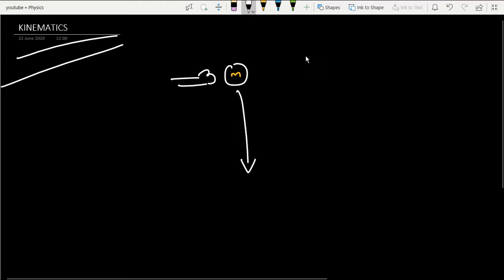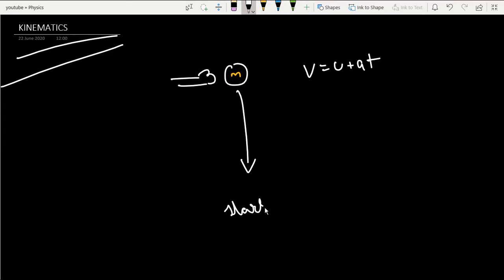So the first, v is equal to u plus at. In this, when I'm holding the body, the body is starting from rest. As you can see, when we are holding the ball or the body, it's at rest. It has no acceleration or no velocity. So the initial velocity here becomes 0.